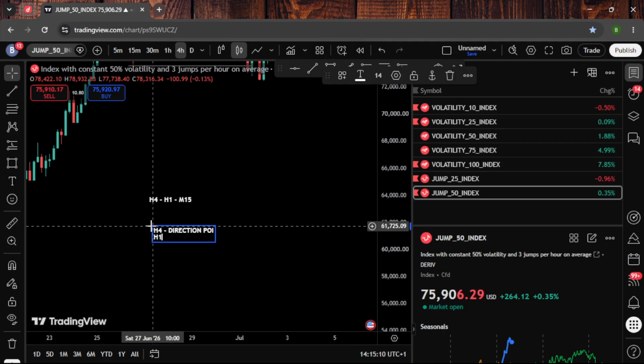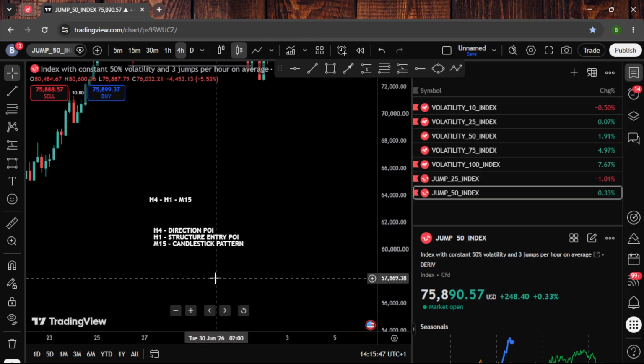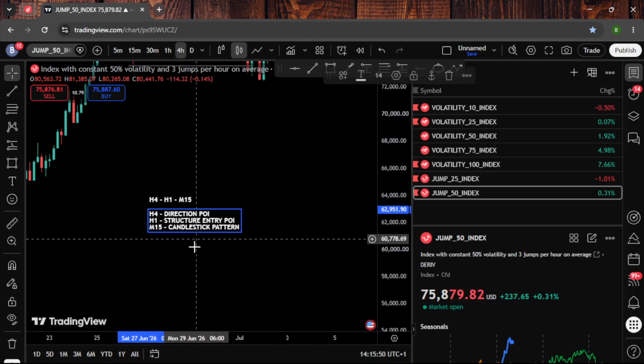H1 is for structure that is in line with the direction, and then also mark your entry POI. Now M15 is for the candlestick pattern as your entry. Like the concept I'm talking about, you see morning star, evening star, and engulfing candle. That's for our entry. This is for the H4, H1, M15.